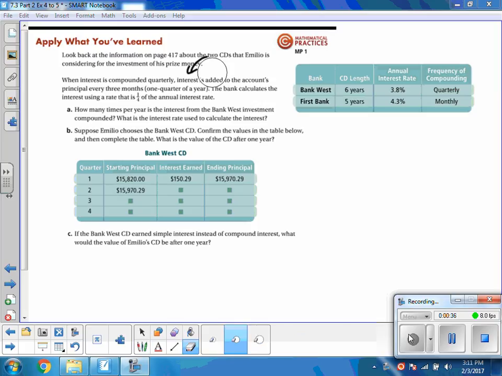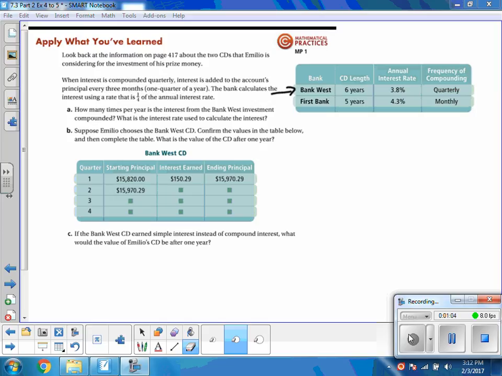So we've got a situation here where we have a person putting in some money, and it looks like we're going to run this one, Bank West CD, okay? And that's just a way, again, to get some interest from the bank using your money. So interest is compounded quarterly. Okay, quarterly, that represents every 3 months. It's like a quarter of a year. So that's what quarterly represents.